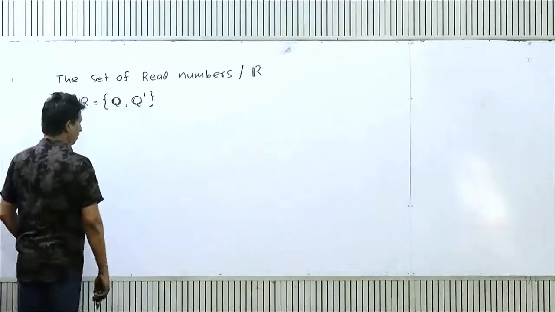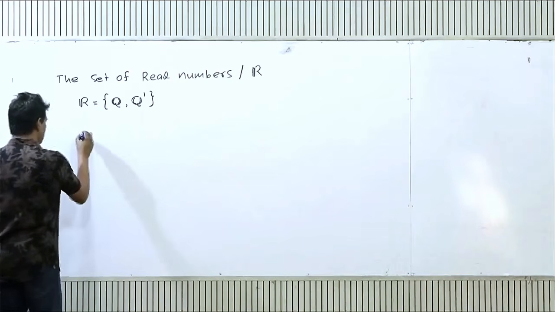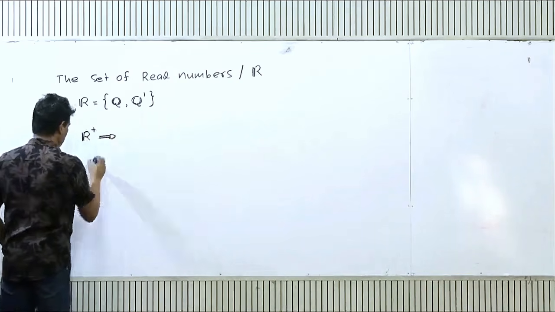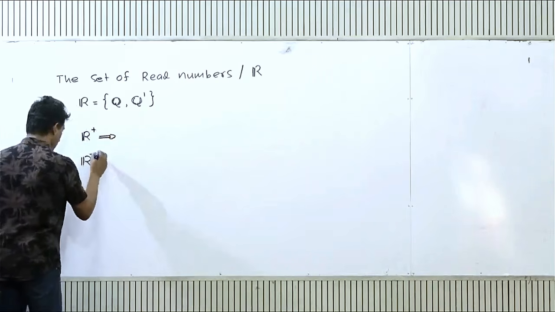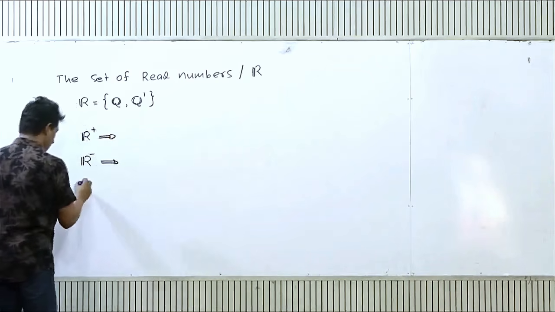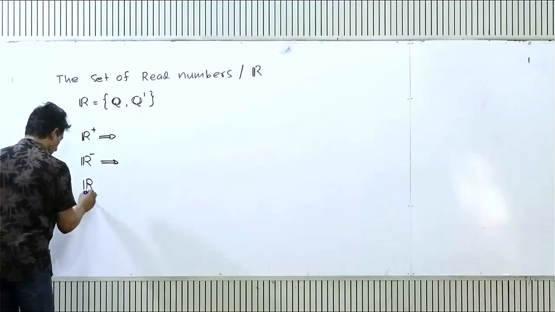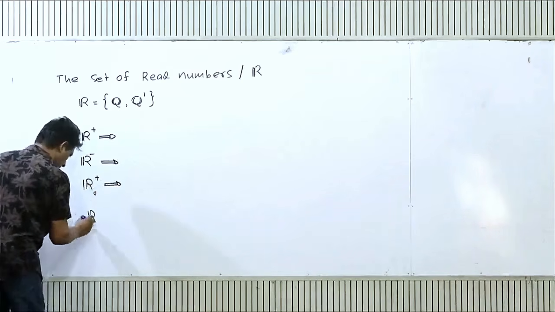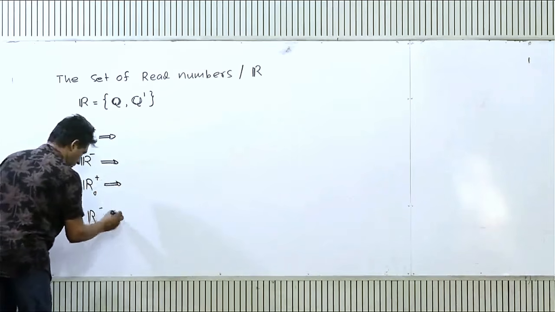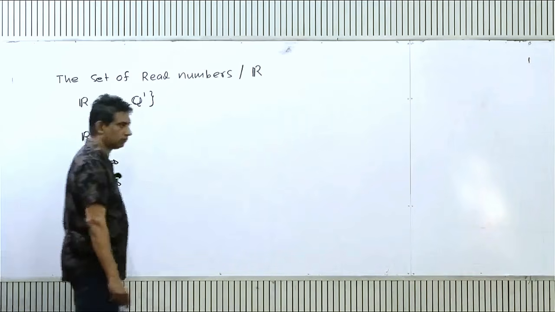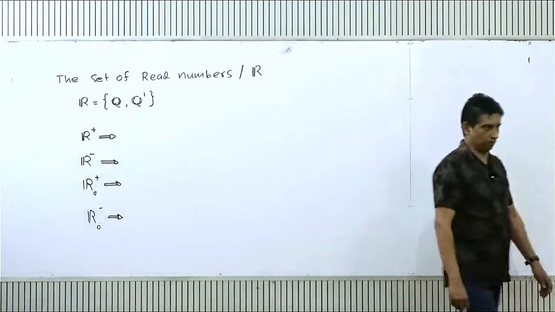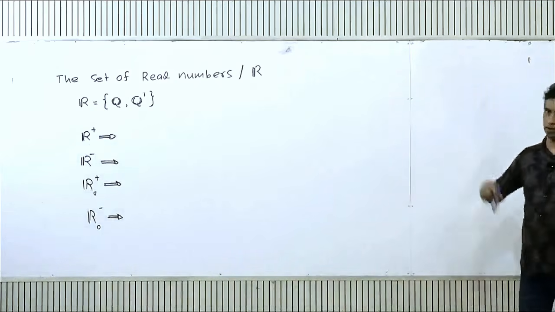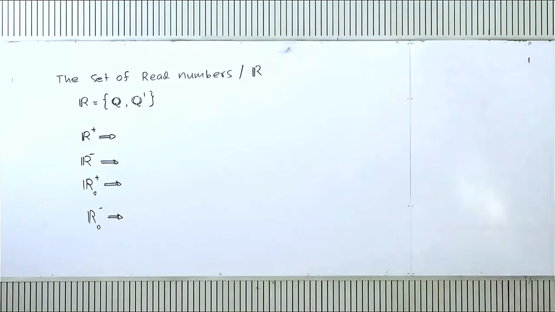Then there are four types of subsets. First one, this one, you have to name it. Second one, this one, you have to name it. Third one, this one, you have to name it. Fourth one, this one, you have to name it. First write down the topic, the set of real numbers, and write its notation.